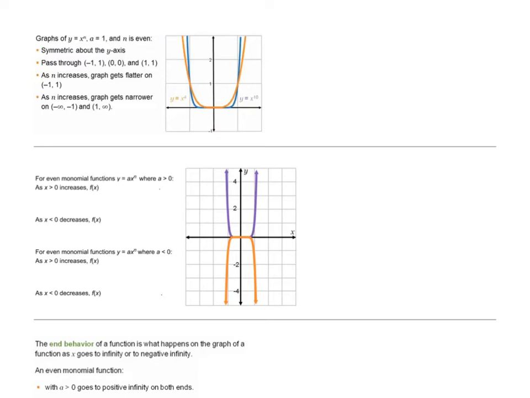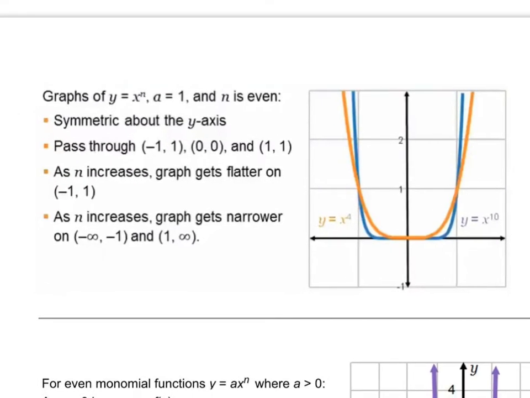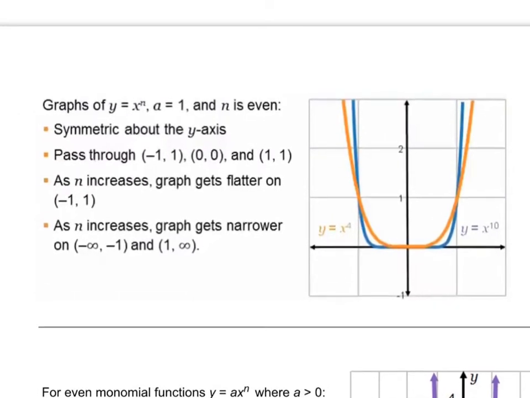Okay, so let's take a look at this thing here. And so all of these graphs, all these monomials, if you have an even exponent, so when it says when n is even, n is your exponent. So when your exponent is even and you have a monomial, and if the leading coefficient a is 1, then you have a couple things you know about that.